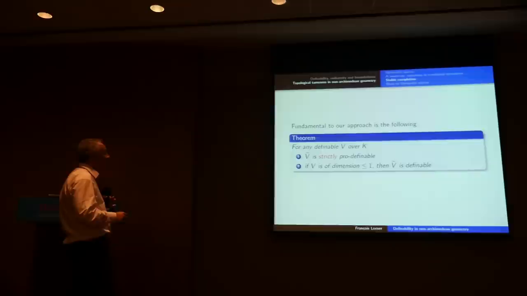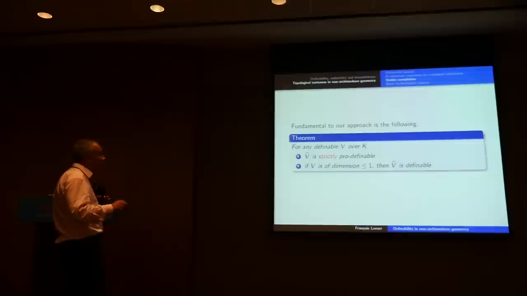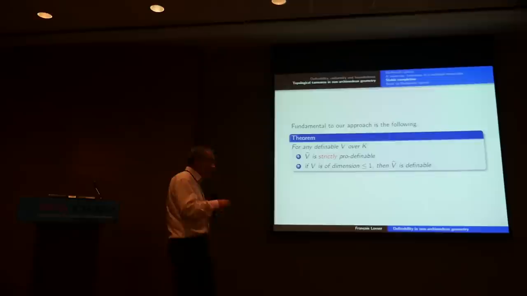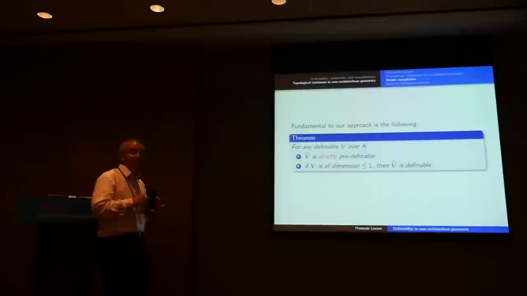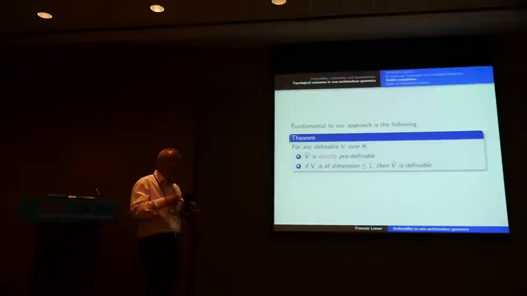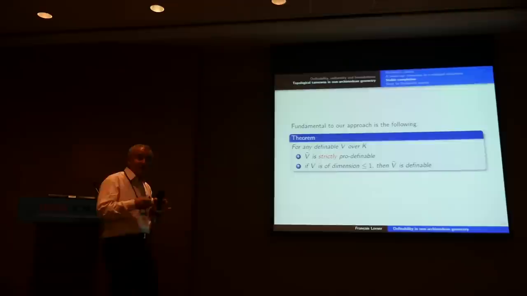What is really fundamental in our approach is that given any definable set V, the space V hat is strictly pro-definable. What does that mean? Pro-definable means a definable set in the pro category, and strictly means that it may be represented by an inverse system where the transition mappings are surjective. And in dimension one, it's much better, it's even definable. This is easy to understand in the case of P1, because there we have the space of balls, and you can easily see that this space is definable once you are in spaces of lattices.